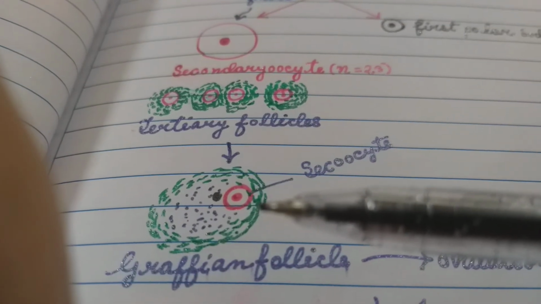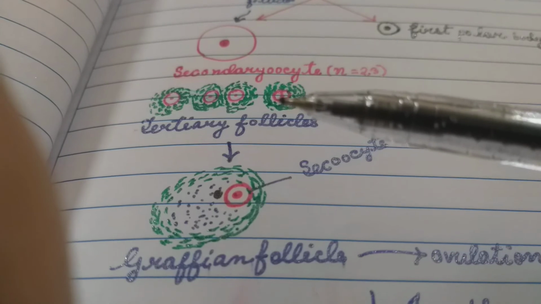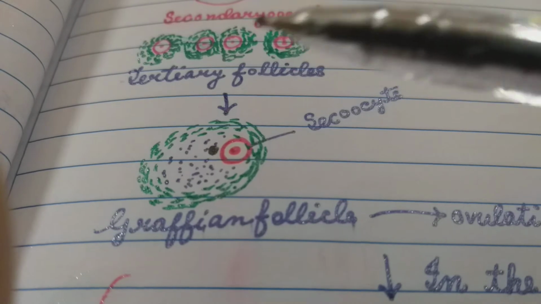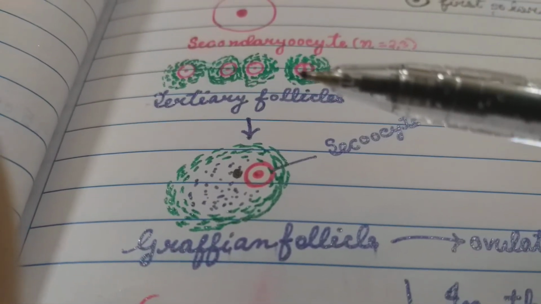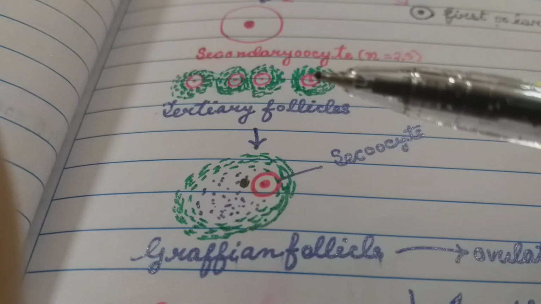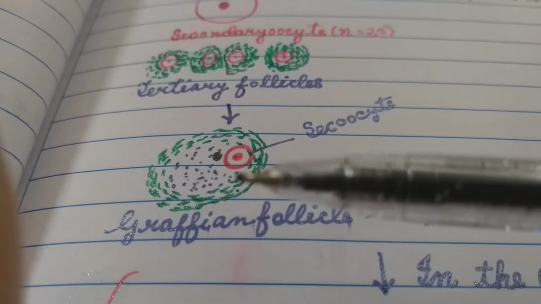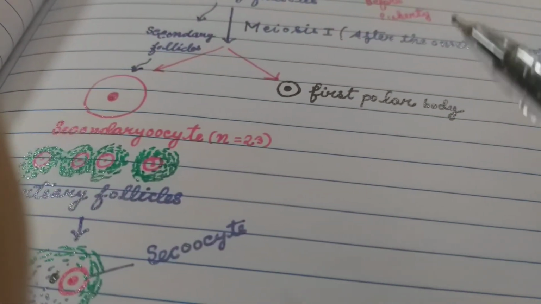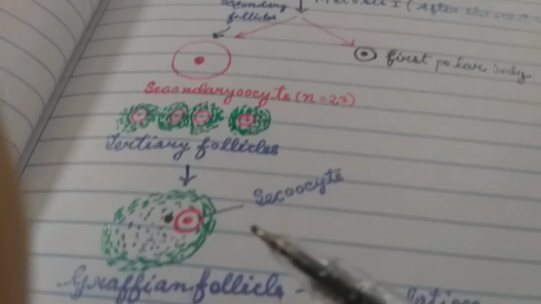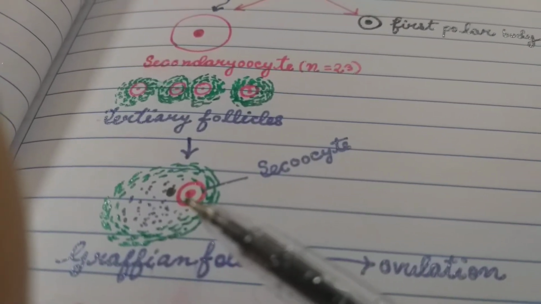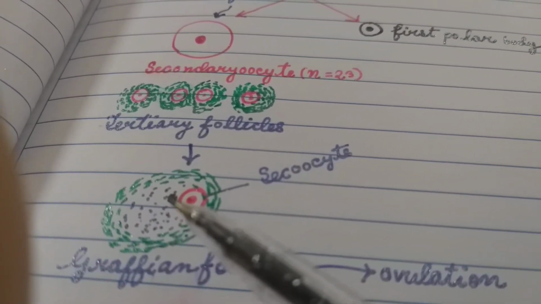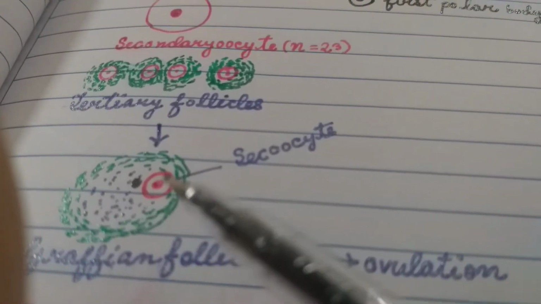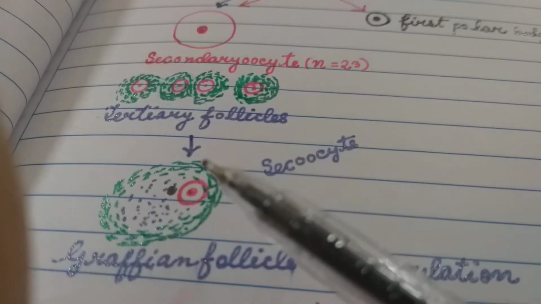Graafian follicle is also different from tertiary follicle in the structural features. But the similarity is the tertiary follicle contains secondary oocyte inside it. Graafian follicle also contains secondary oocyte inside it. And the first polar body remains along with the secondary oocyte. This black colored body is the first polar body which is attached to the secondary oocyte inside the Graafian follicle.